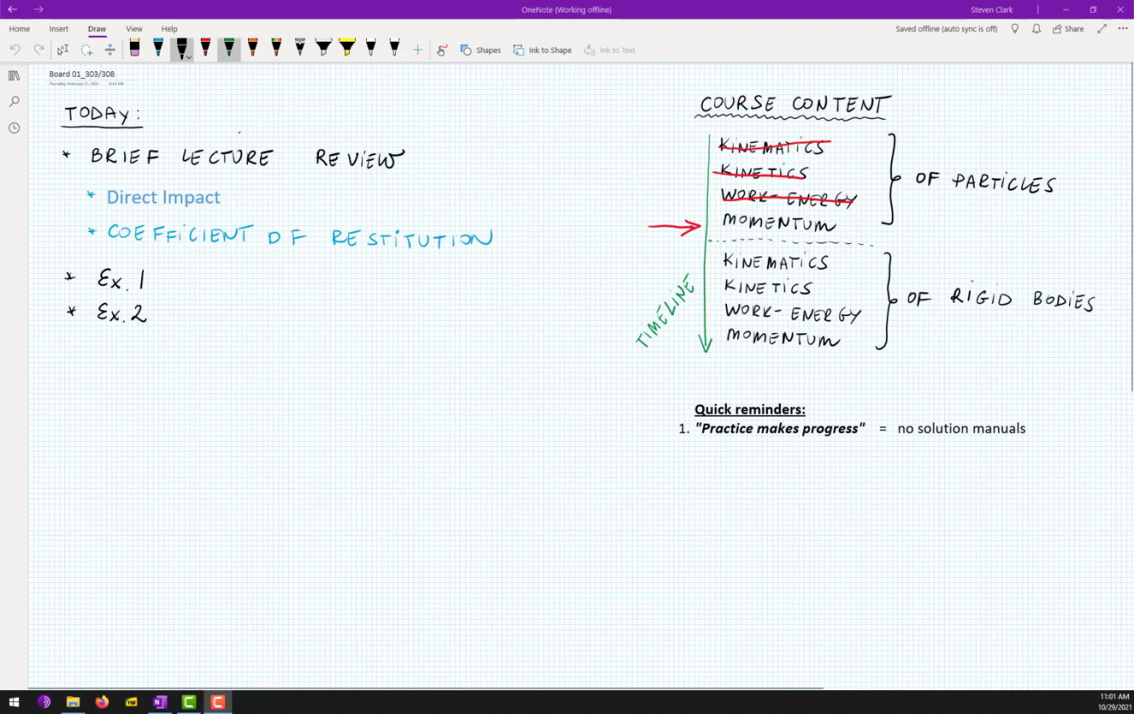And the plan for today is the following. We are still in the momentum chapter. Today we'll learn about direct impact, coefficient of restitution, and two examples. We're going to do two examples. So let's do a brief lecture review.